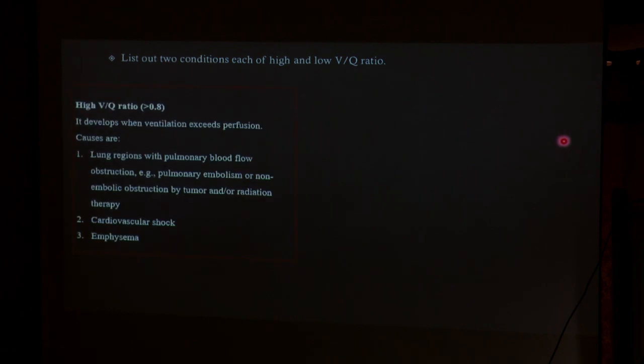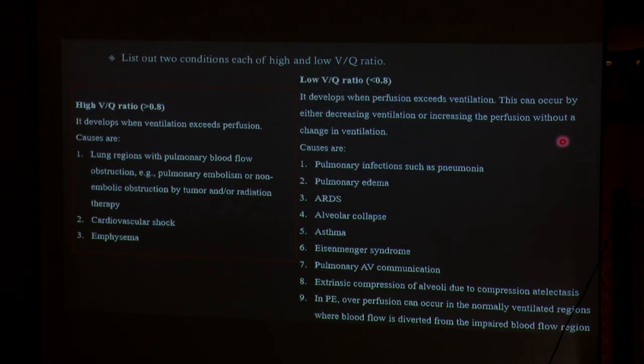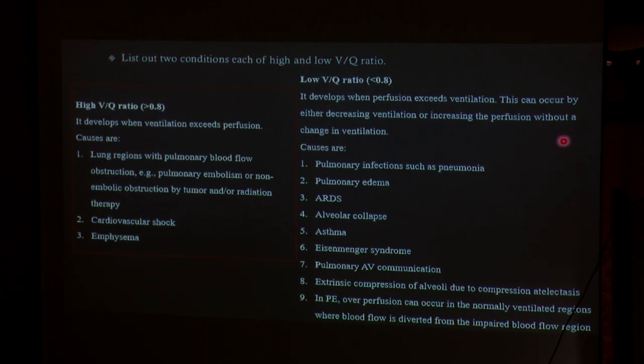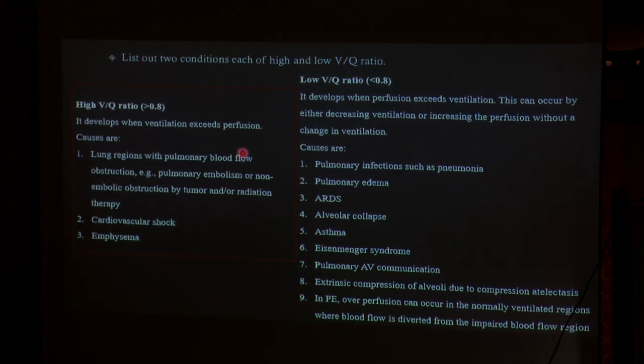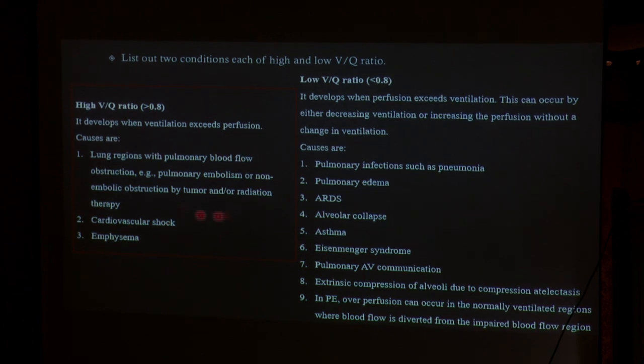So the VQ ratio here: we usually obtain the ventilation to perfusion ratio, which we've all come across many times. This is normally about 0.8. If it is more than 0.8, that's a high VQ ratio. This occurs when the ventilation exceeds the perfusion, so there is reduced perfusion. Conditions related to the blood, like cardiovascular shock or pulmonary blood flow obstructions, will give us a high VQ ratio, while conditions with a low VQ ratio will have a perfusion which exceeds the ventilation.